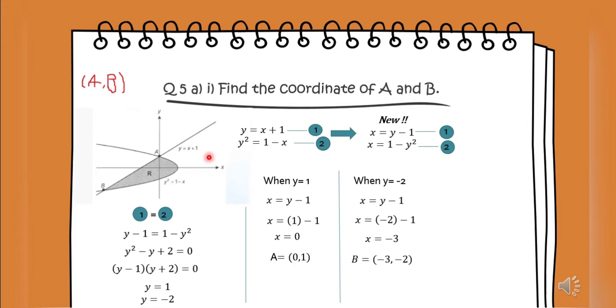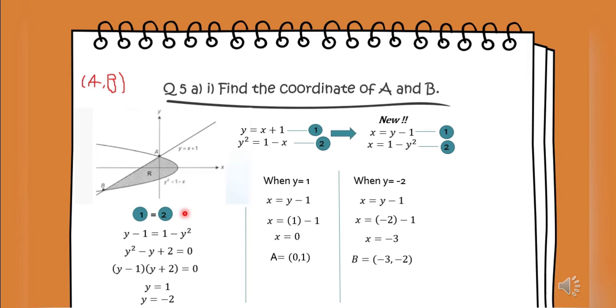The first thing we need to do is separate this into the first equation and the second equation. You can choose any equation that you want. For example, I choose y equal to x plus 1 as the first equation, and the second equation is y squared equal to 1 minus x. And then you make the first equation equal to the second equation.